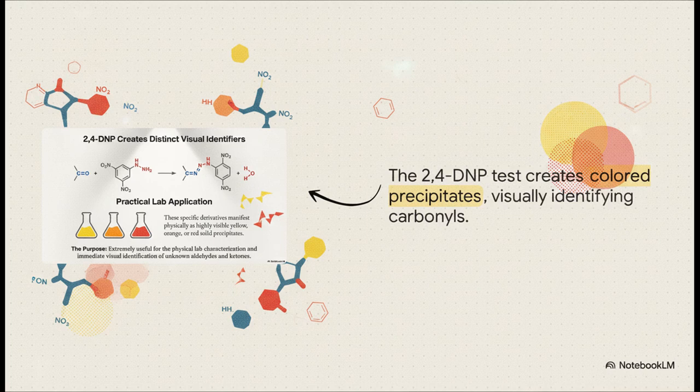And this is the ultimate payoff. One of those derivatives, 2,4-dinitrophenylhydrazine, don't worry, we just call it 2,4-DNP, is really special. When it reacts with an aldehyde or a ketone, the product it makes isn't some clear, boring liquid. No way. It's a bright yellow or orange or even red solid that crashes out of the solution. This gives chemists a dead simple, super fast visual confirmation. If you see that color, you know you've got a carbonyl.